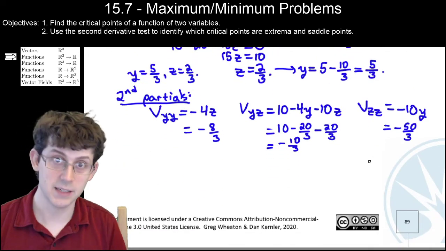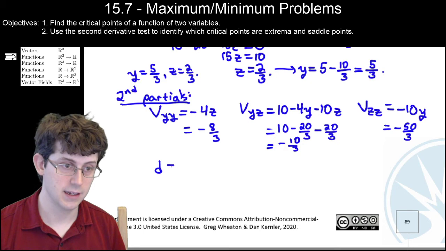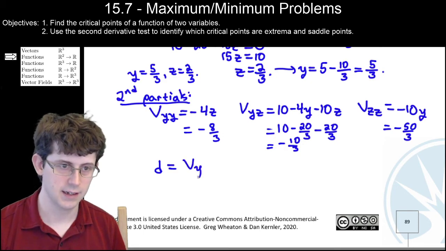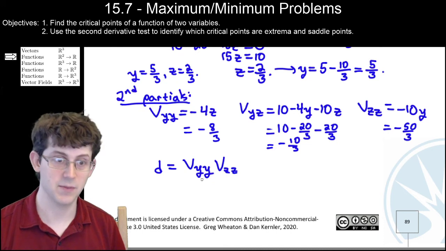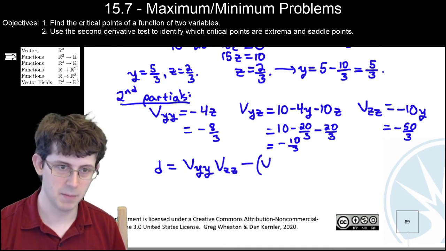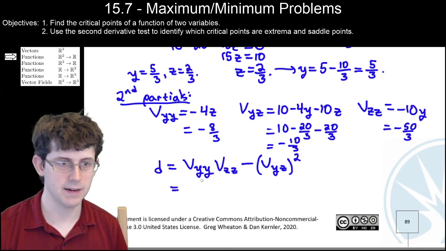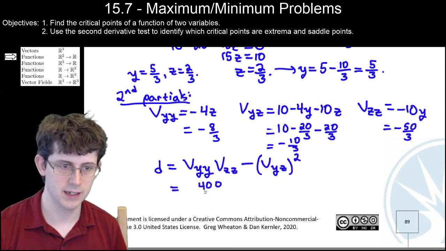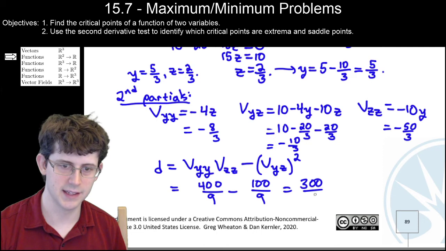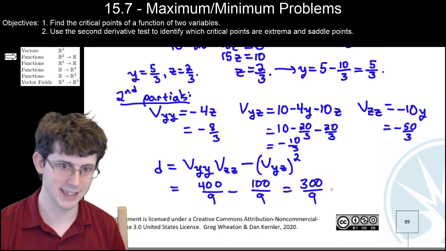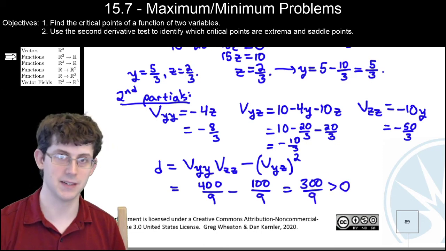To make sure we have a maximum, we calculate this discriminant. D is the partials where we do the same variable multiple times, minus the mixed partial squared. Let's see what we get. We get 400/9 minus 100/9, which is 300/9. And I don't really care what 300/9 is. All I care about is that it's positive.